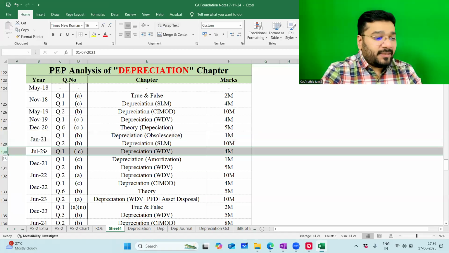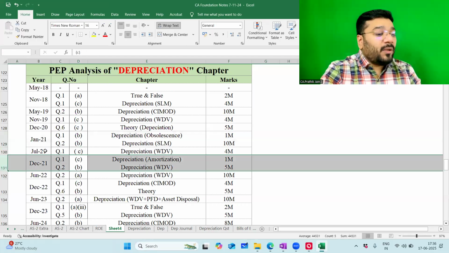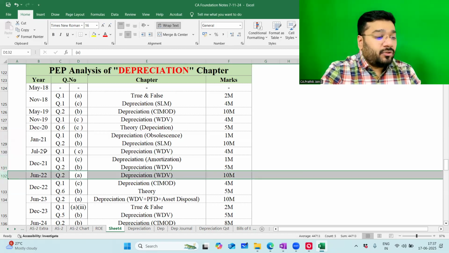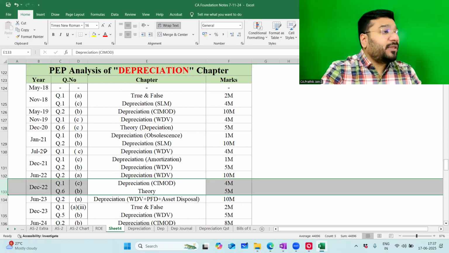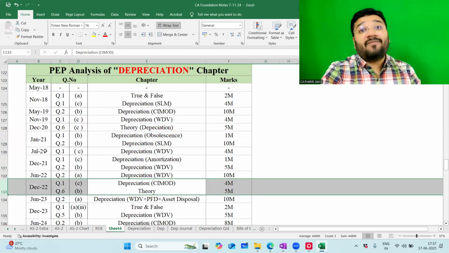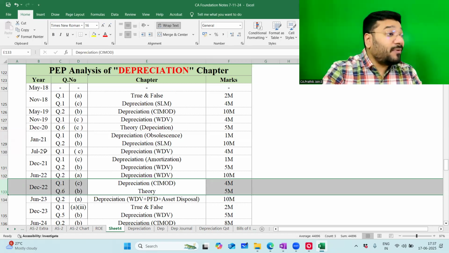July 21, question 1C, depreciation WDV method for 4 marks. December 21, question 1C, they asked the meaning of amortization for 1 mark. Then a WDV based question for 5 marks. June 22 attempt, question 2A, depreciation WDV method, 10 marks. December 22, question 1C, depreciation, change in method of depreciation, 4 marks. Theory again, 5 marks. So total 9 marks from this chapter.